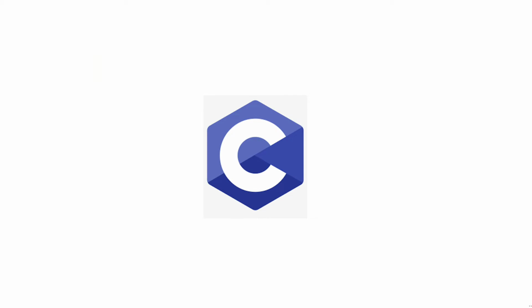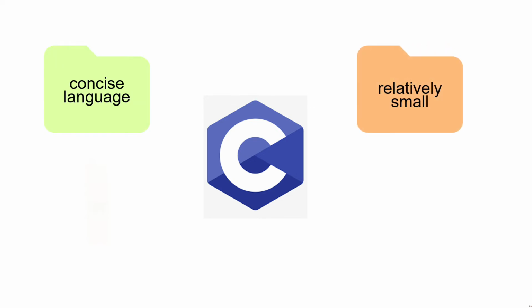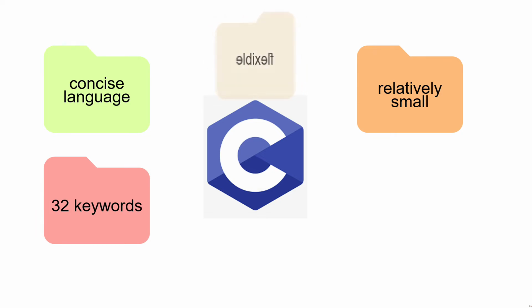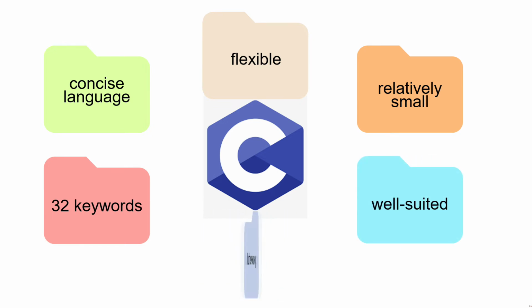C is a programming language designed by Dennis Ritchie in 1972 at AT&T Bell Laboratories. This is widely used because it is a concise language, relatively small as it lacks memory compared to other languages. Also, it has only about 32 keywords. It is flexible, well-suited, and powerful for programming at several levels of abstraction.